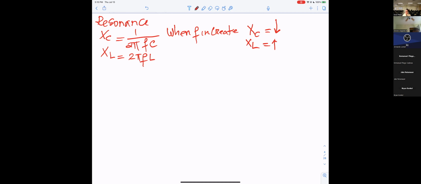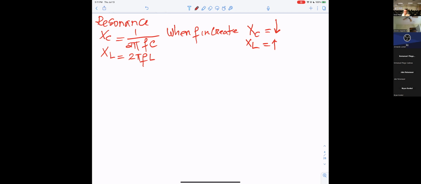When you're changing the frequency, IL goes up, then IC will go down. So at a certain frequency, IC and IL are equal. That tells you the inductive and the capacitive reactance will be canceled out. That means at a certain frequency, IC and IL will be equal and they cancel out. One goes up, the other goes down.